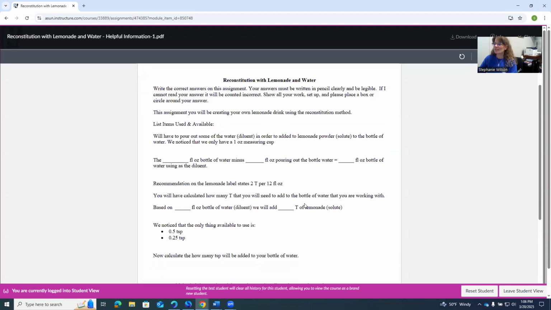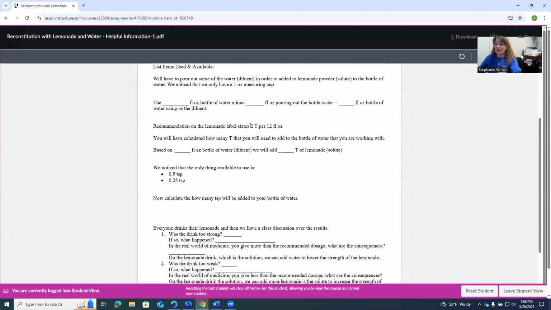All right, this one here is like your guideline if it will help you, it's telling you the process. You started out with how many fluid ounces? I started out with 12. I subtracted 2, gave me 10 total. The recommendation for the Country Time that I used was 2 tablespoons per 12 fluid ounces.